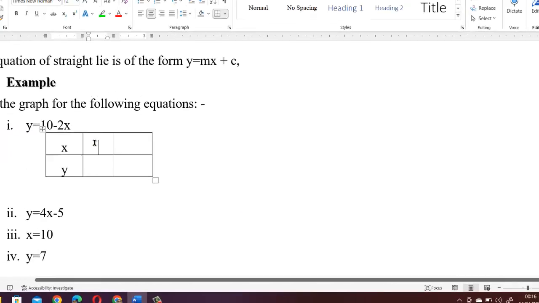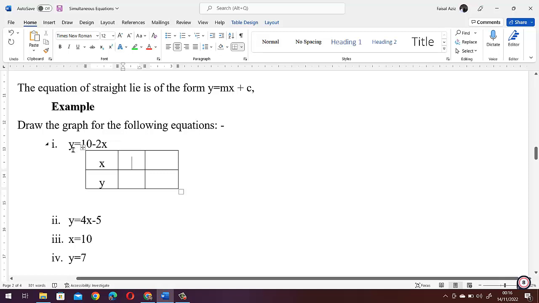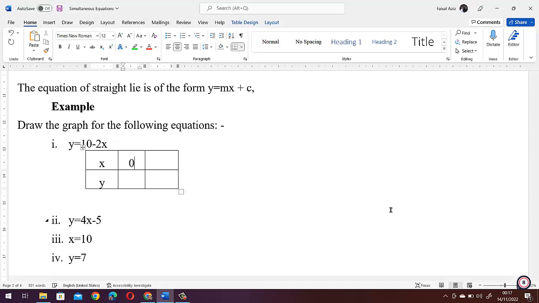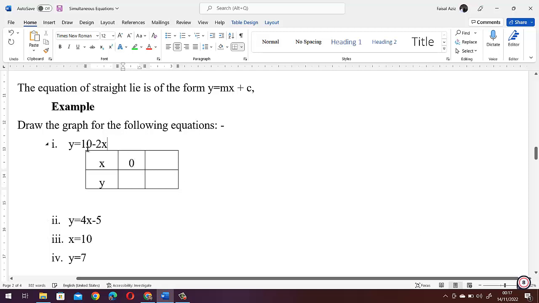So we need to calculate 2 points to draw a graph of this equation. First I will assume the value of x equal to 0, so I will get the value of y equal to 10. Simply, we put the value of x equal to 0 in this equation. So this is a very simple equation.